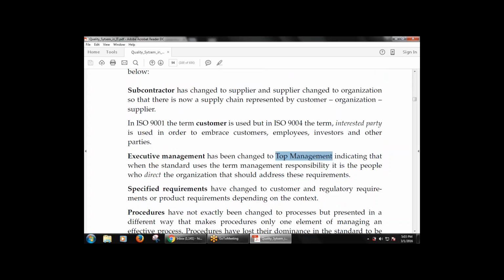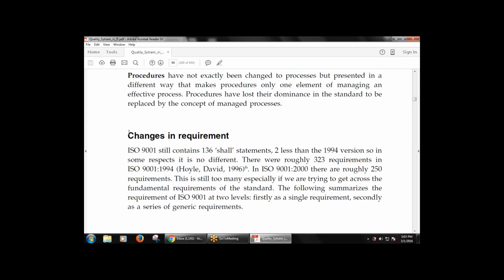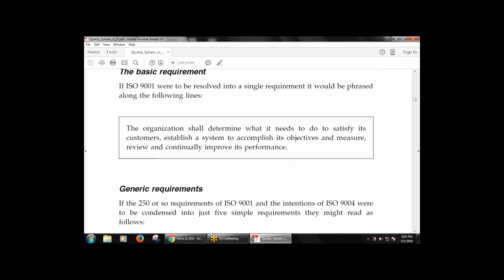Then specified requirements are changed to customer and regulatory requirements or product requirements, depending on the context. Procedures have been changed to processes, presented in different ways. The next is changes in the requirements.